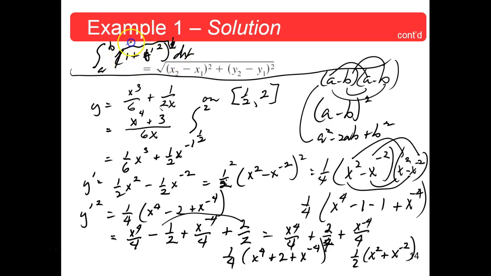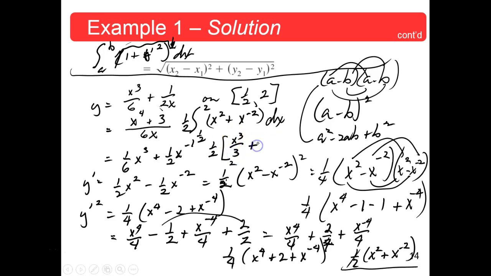Okay? Now, this thing here that we've been calculating through is exactly what this is right here. We took the square root of it, and so let's pull the 1/2 on the outside. This is on the outside, and it's the integral from 1/2 to 2 of x squared plus x to the minus 2 dx, which will be 1/2. I think you can do the antiderivative of x squared, right? What's that? X to the third over 3 plus, and what's the antiderivative of x to the minus 2?